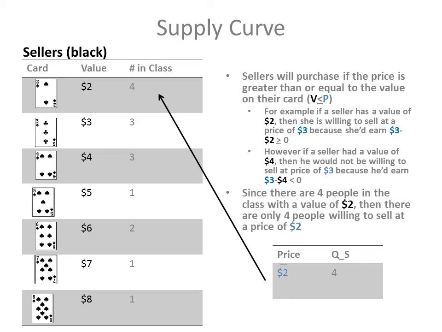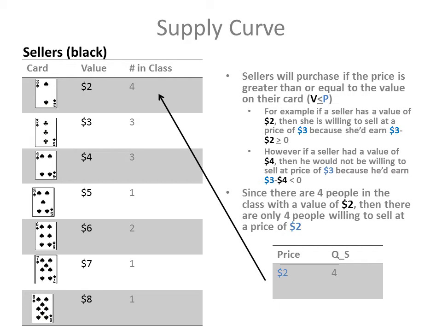So once again, here is a table showing the cards that we had in class. For instance, there were some black cards, black 2s, and those people have a value of 2. And there were 4 of those in the class. To figure out the supply curve, I'm going to remember that sellers will sell if the price is greater than or equal to the value of their card. That is, if the value is less than or equal to the price that they negotiate with the buyer. And once again, notice that the price is in blue here, and now the values are in black because these are sellers.